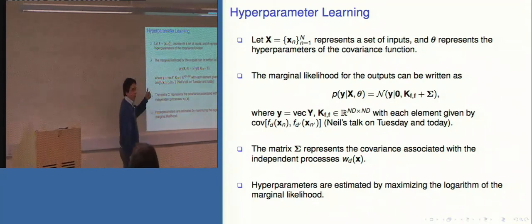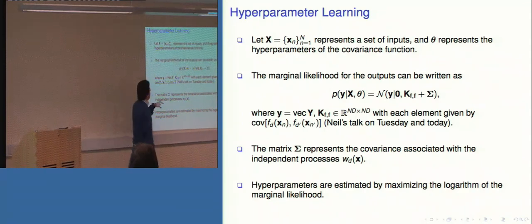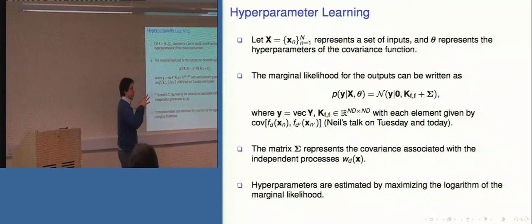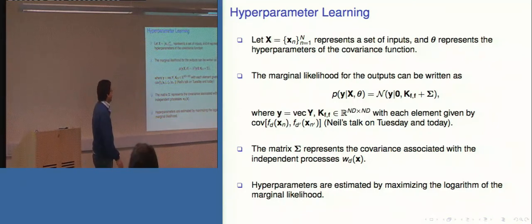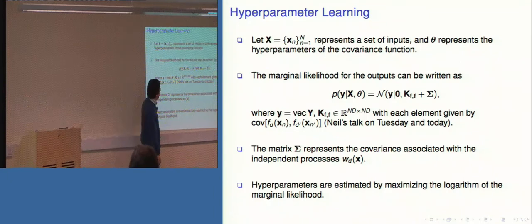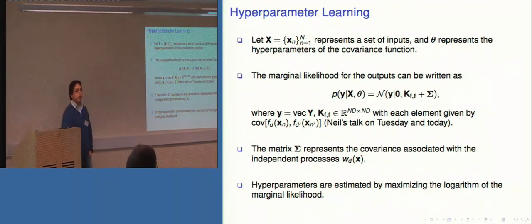Neil was talking about that on Tuesday. So you have several outputs, and you have this big covariance matrix, which accounts for the correlations between outputs and inputs. You do the usual thing that you saw with Gaussian processes: you optimize the log marginal likelihood with respect to the hyperparameters. That's a way of doing hyperparameter learning. Is that okay?